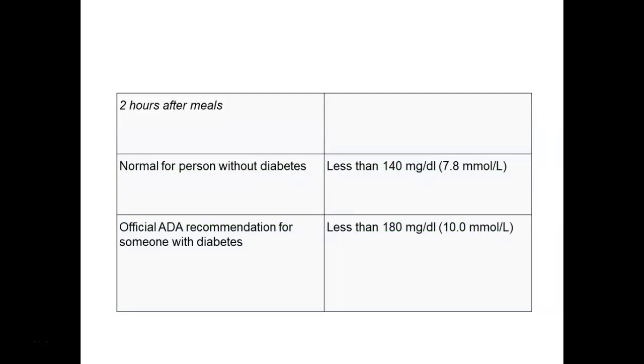Okay. 2 hours after a meal for a person without diabetes is 140 milligram per dl. That's 7.8 millimole per liter. When you have diabetes, the official recommendation is that it should be less than 180 milligram per dl. That's 10.8 millimole per liter. So even if it is as high as 180, it means you are still covered by this official recommendation, which we even want to beat, and we are beating it for many people already.